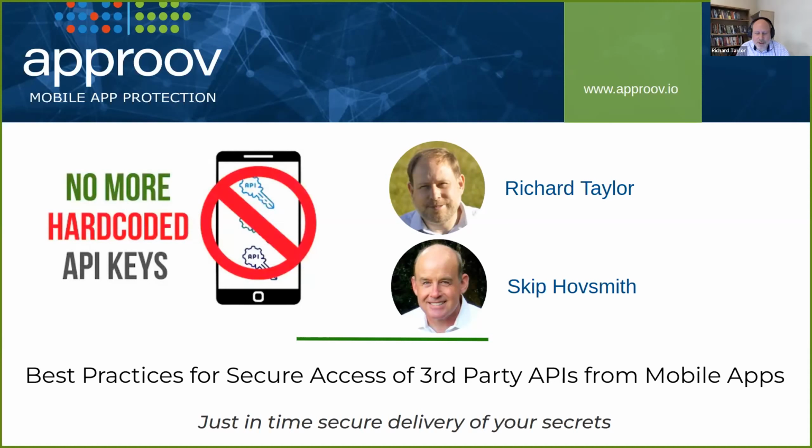Hi everyone, so I'm Richard, I'm CTO of Approve. So we're going to talk about this kind of topic in general terms, aspects of secure access. Then we're going to talk about how Approve fits into that picture, and we're going to talk about a new feature of Approve which we're introducing called Runtime Secrets Protection. And then, all being well, we're going to hand over to Skip, and Skip's going to do a live demo, and then hopefully at the end we'll have a bit of time to answer any questions that you have.